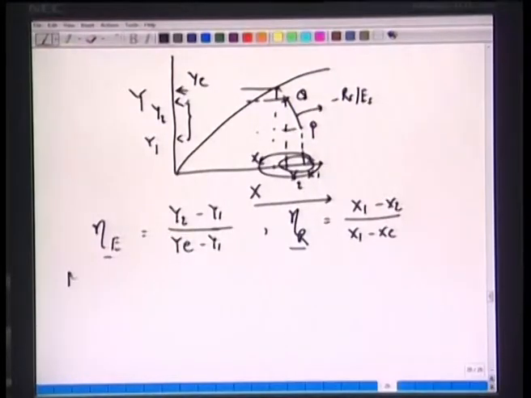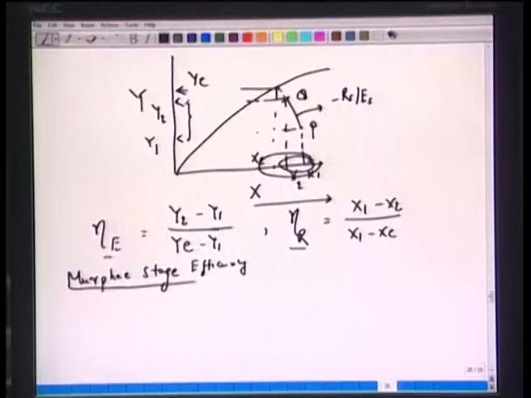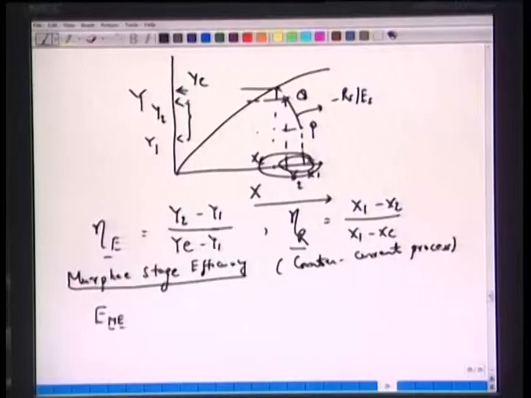One very common efficiency is known as Murphy stage efficiency, and this efficiency works very nicely. It works for counter current process, and here one defines E, M, E. Similarly for Murphy efficiencies based on extract phase as y2 minus y1 over y2 star minus y1.